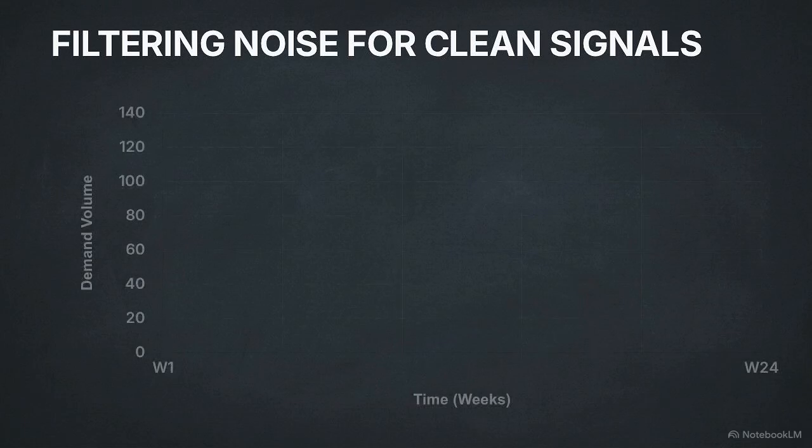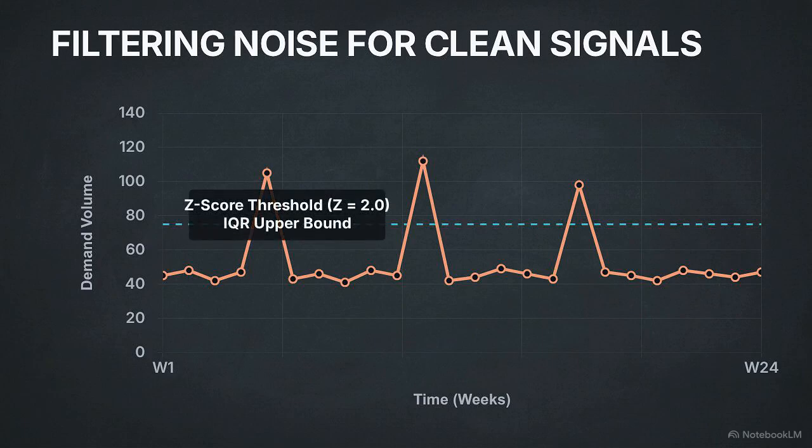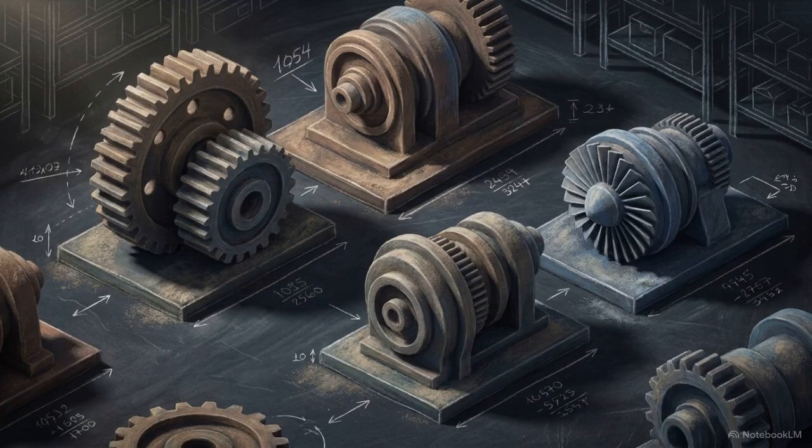The first algorithmic defense is outlier detection. As this chart shows, the system applies parametric z-scores or non-parametric interquartile ranges to establish threshold limits. When historical anomalies exceed these statistical bounds, they are mathematically clipped and replaced with moving averages. But anomalies are only half the problem.